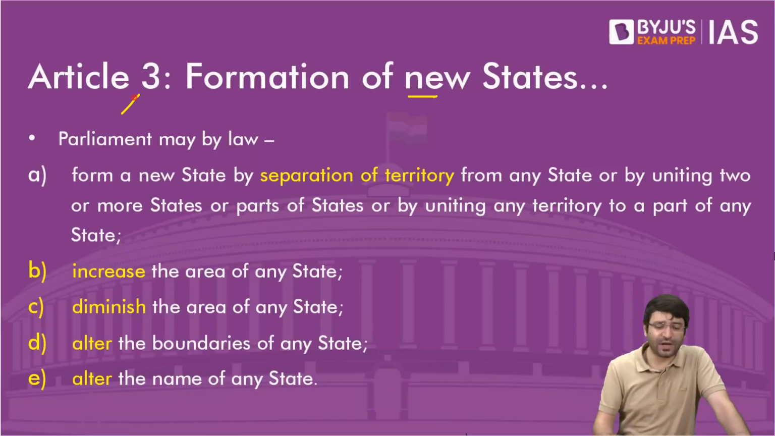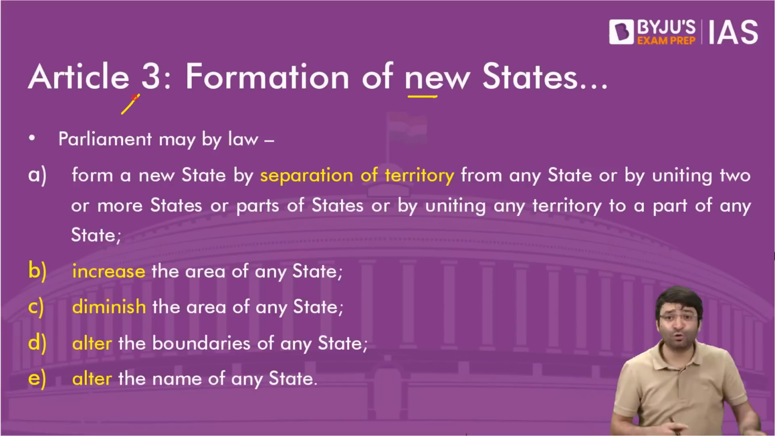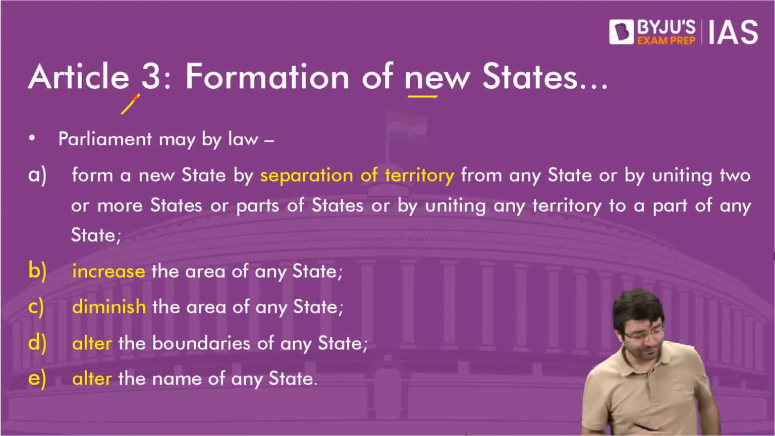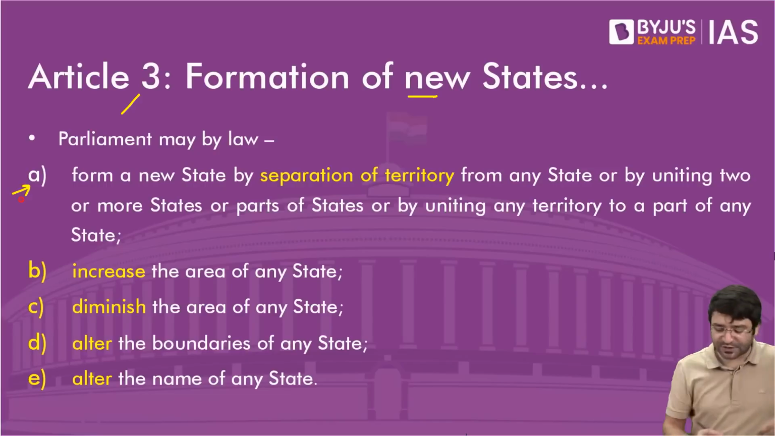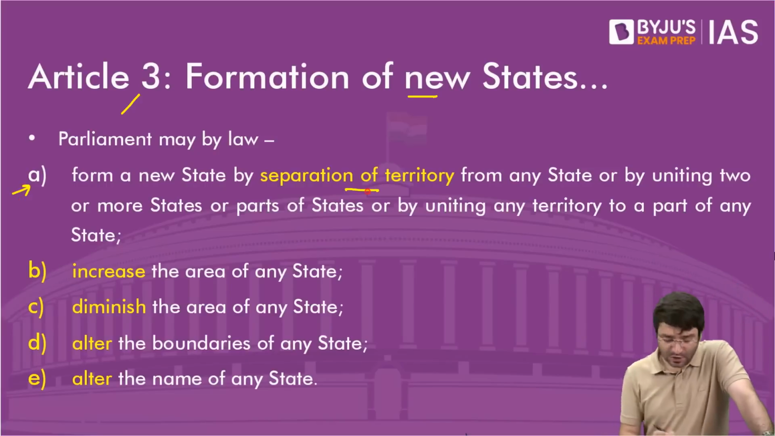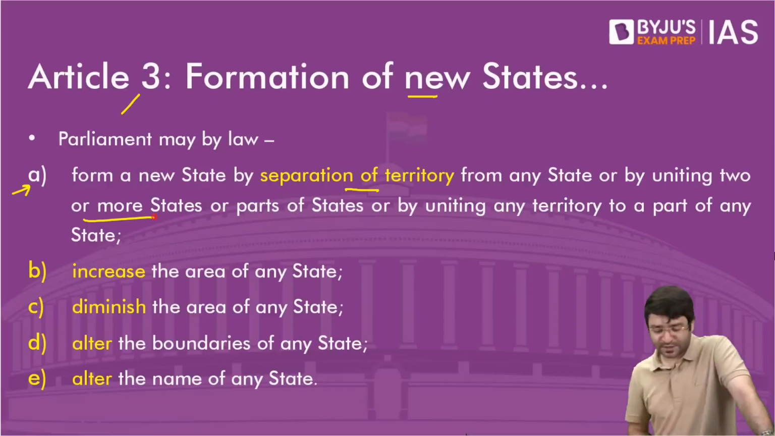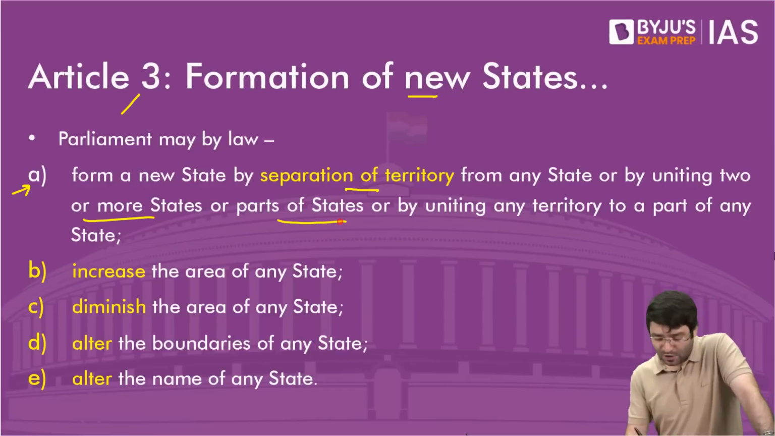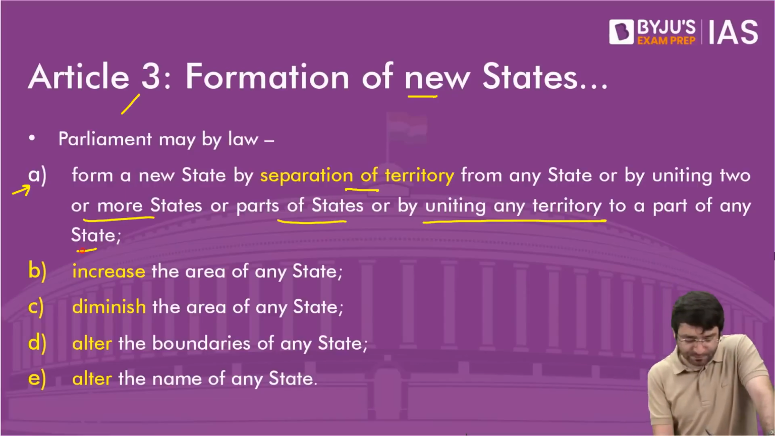And what is Article 3? Parliament may, by law. What can Parliament do? Through a law, what can it do? It can form a new state by separation of territory from any state, or by uniting two or more states, or parts of states, or by uniting any territory to be part of any state.